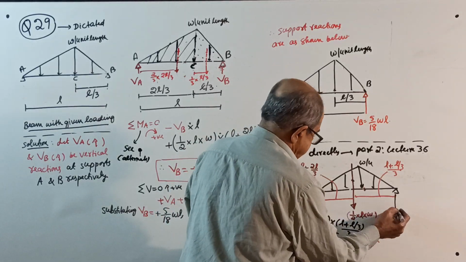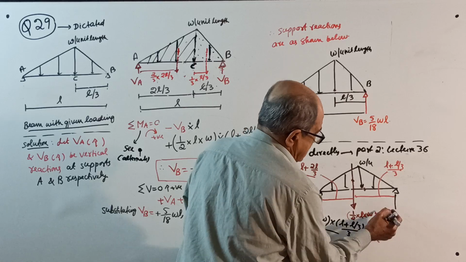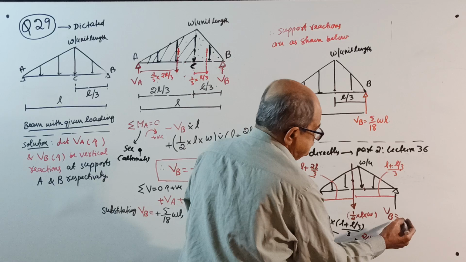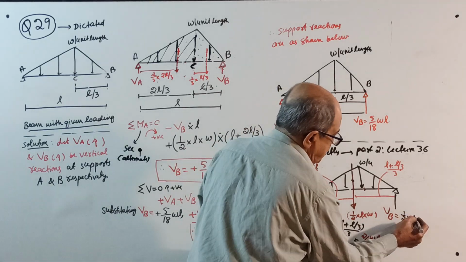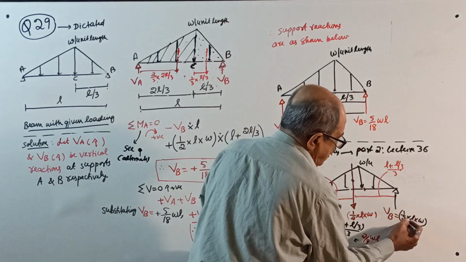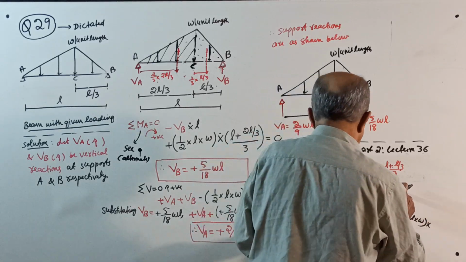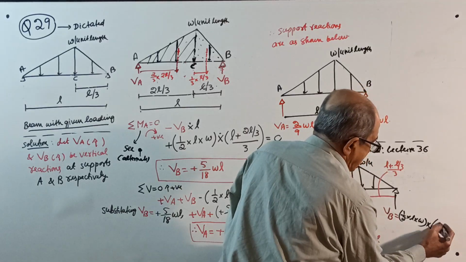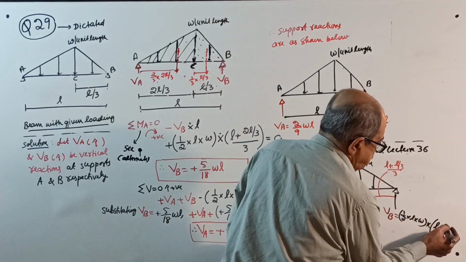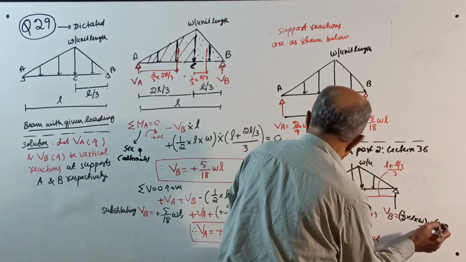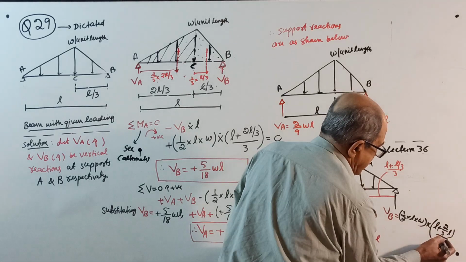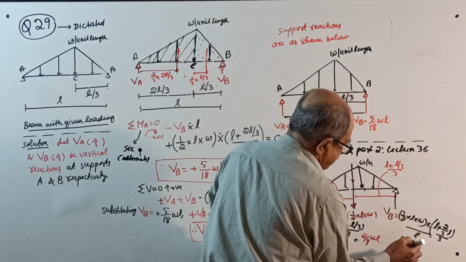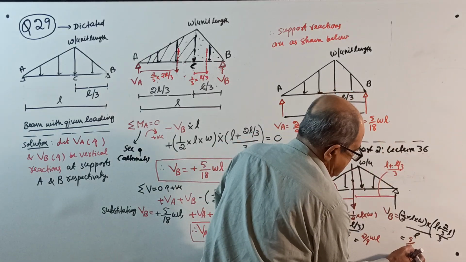And this reaction, VB, equals once again the load, half into L into W, into the other distance on this side, that is L plus 2/3 of L divided by 3, divided by L. It will come 5 by 18 WL.